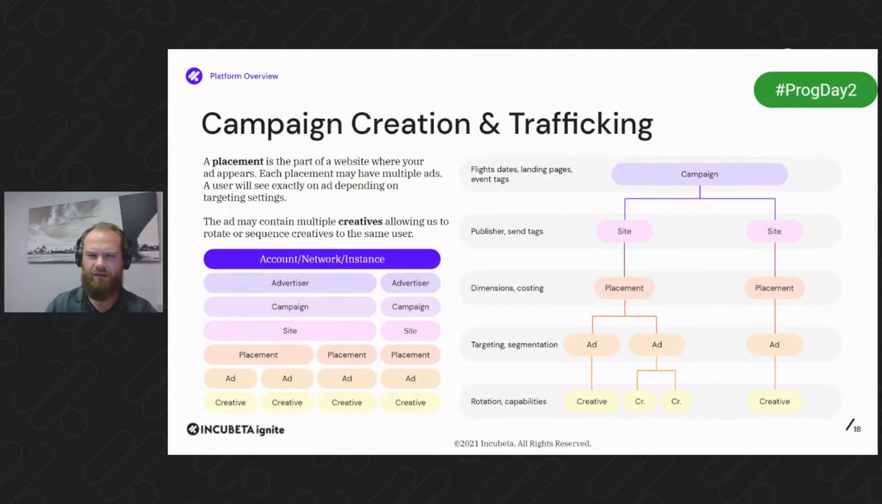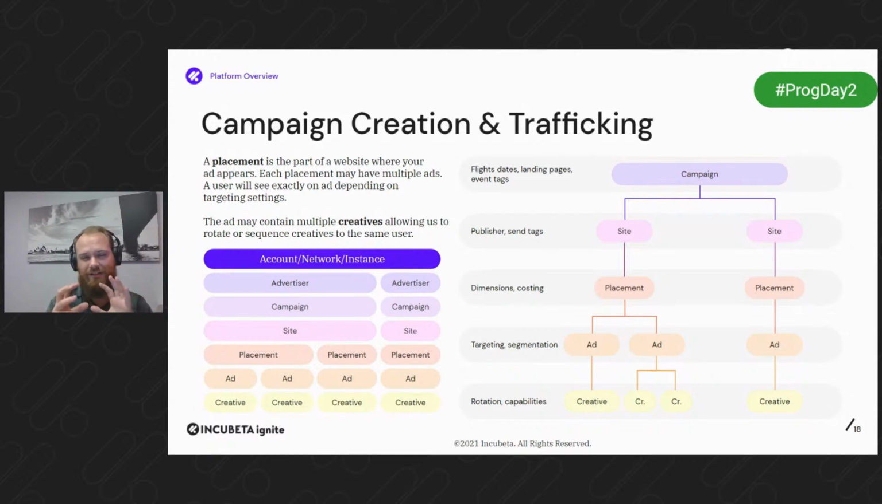And then our final level refers to the creative, and this is the message that we want to be viewed by the users. So this essentially completes our trafficking structure, and the creative is what we would at the end of the day refer to as the actual banner or the actual video, and it's all part of the ad, and then the placement and the site and the campaign structure.